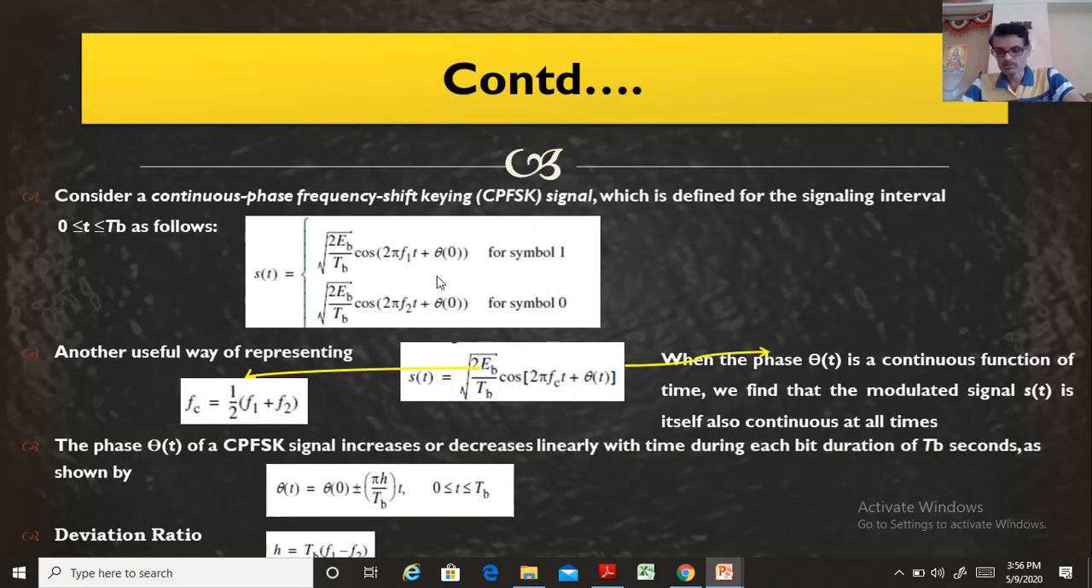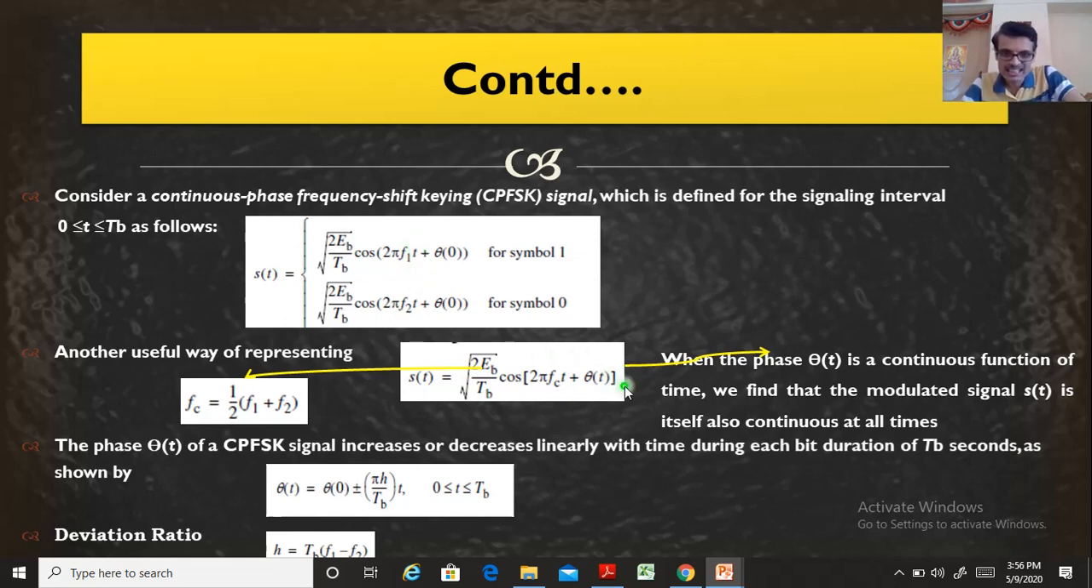Now, these two different equations can be represented by using a single equation, something like this. A CP-FSK signal is actually called an angle modulated signal. In this case, it is root 2Eb by Tb cos(2 pi fc t plus theta of t). This is a generalization of the two equations. Now what is fc? Fc is the central frequency, which is given by (f1 plus f2) divided by 2. It is the center frequency of f1 and f2.